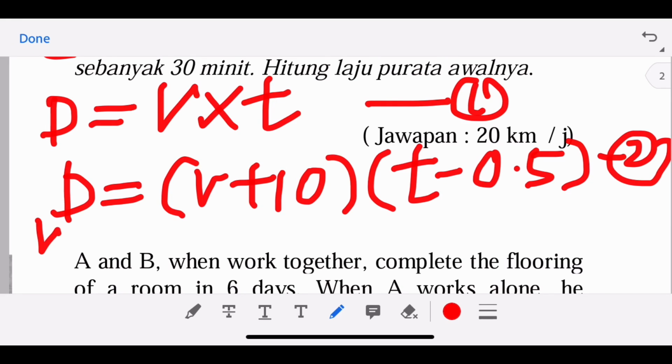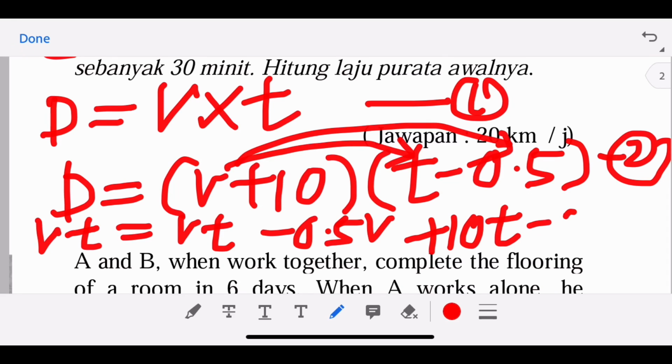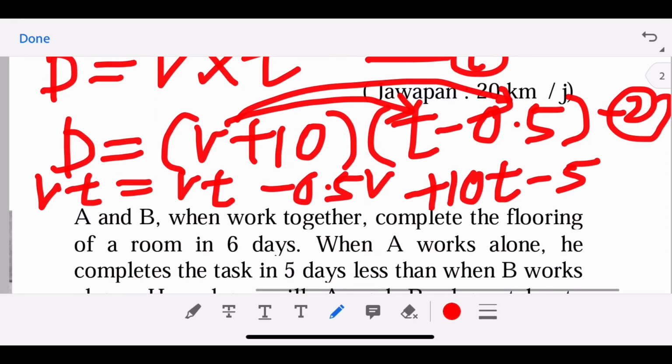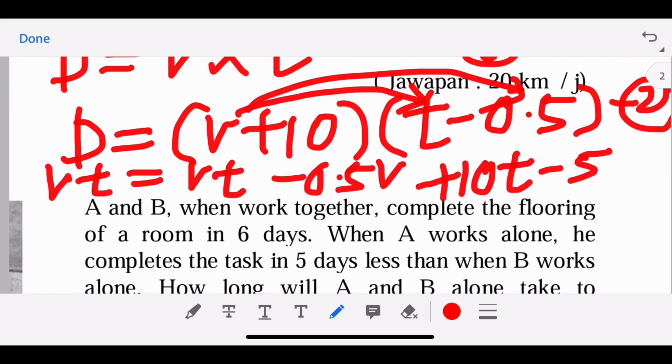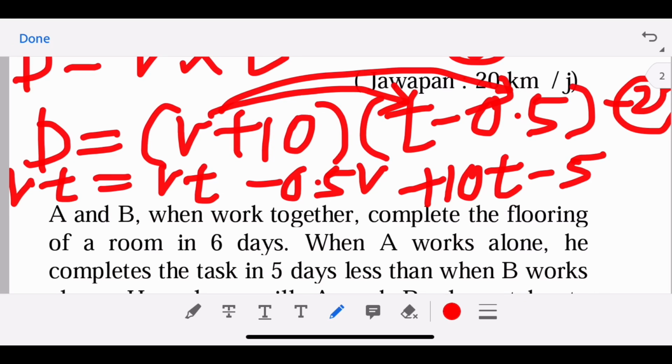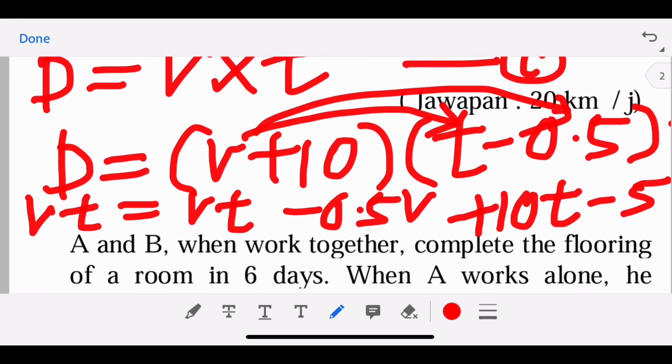Alright, so now the d just now was vt, so we can just substitute vt, substitute 1 into 2, and we just expand the number 2. So v times t, vt minus 0.5v, and then plus 10t, and then 10 times negative 0.5 is minus 5. Okay, so you notice that actually the vt can be cancelled out, right? And actually the v, you should know how to express the v in terms of the t, because you are given distance, right?